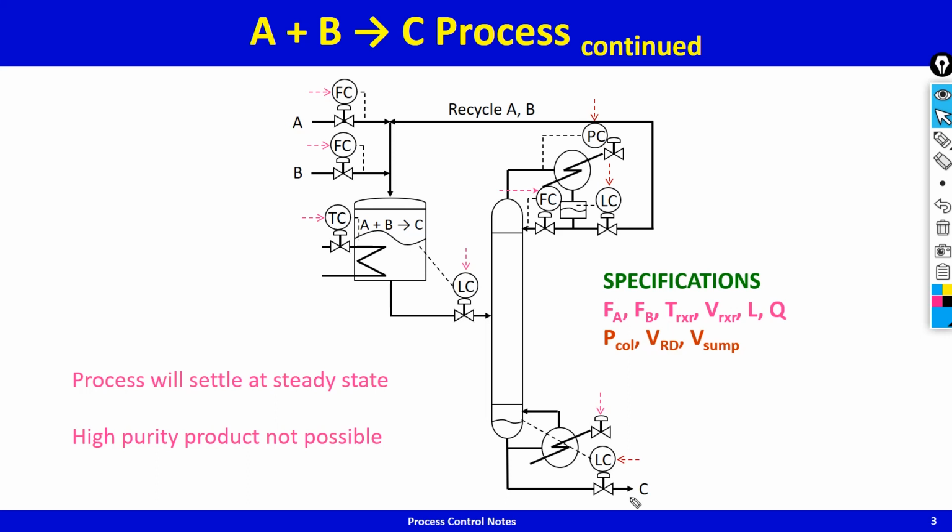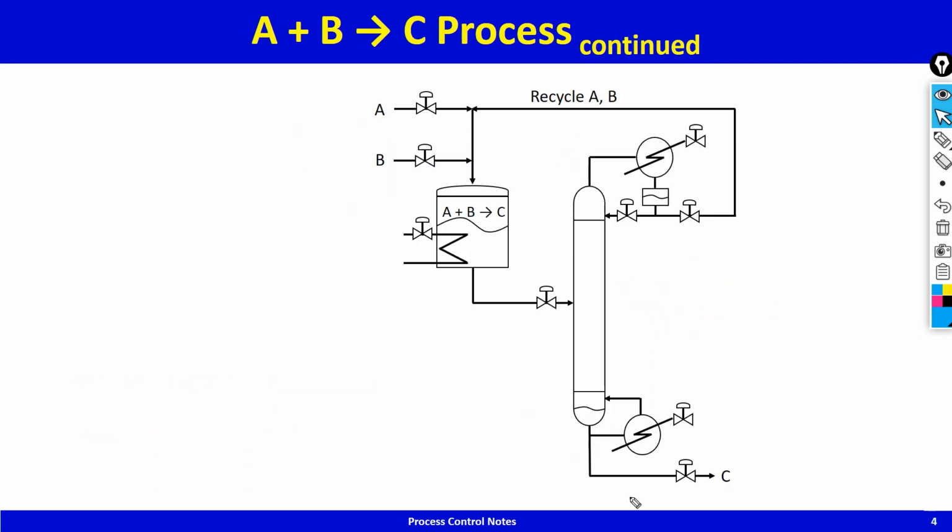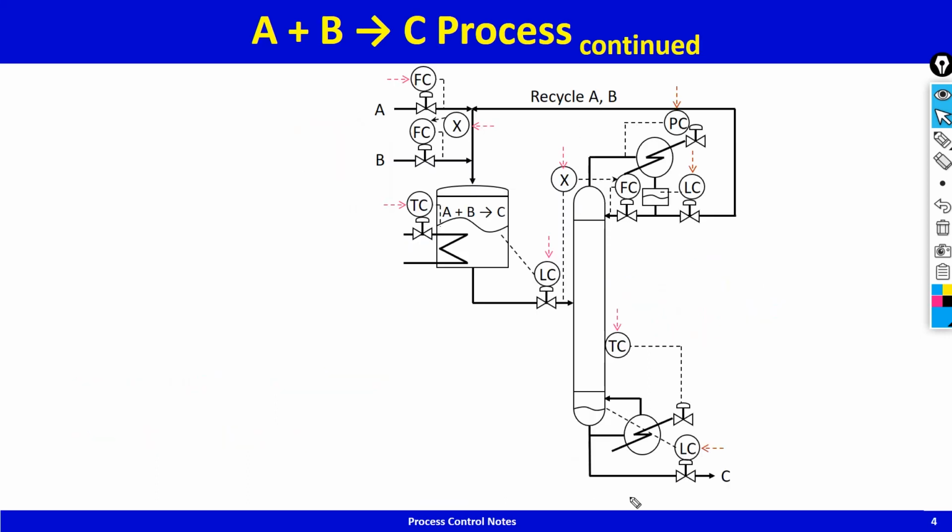Okay. So now we say, okay, let's try and fix this problem. And now we say, okay, we'll have a temperature controller here. That will give me quality control. And we also have B in ratio with A. So FA is fixed, and this set point is, I'm fixing the B by A ratio, FB by FA.